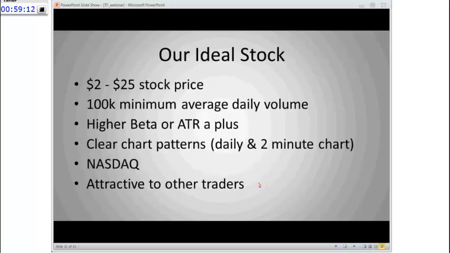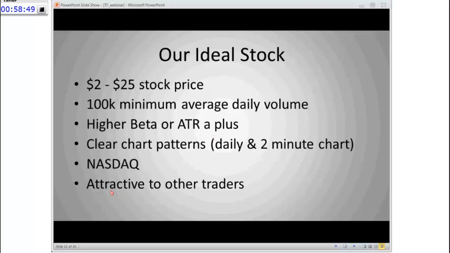Okay, I'm looking somewhere in between $2 to $25 for the stock price. I'm looking for a minimum of 100,000 shares on average traded over the past couple of weeks. I'm also looking for a higher beta or average true range. So basically we want something that is in play, that's volatile. And I'm looking for clear chart patterns.